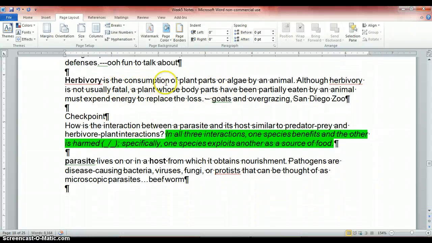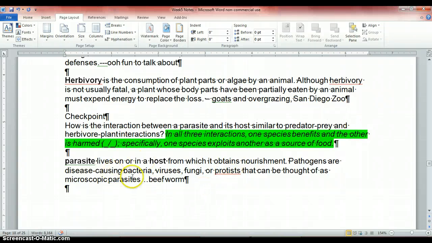Herbivory is the consumption of plant parts or algae by an animal. Although herbivory is not usually fatal, a plant whose body parts have been partially eaten by an animal must expend energy to replace the loss. So think of overgrazing with goats. Think about what Greece looked like before the goats were there. In the San Diego Zoo, they have a mountain goat exhibit. That used to be a lush chaparral area. The goats just ate it all completely down to rock. So even just an herbivore can have a massive effect on the land.